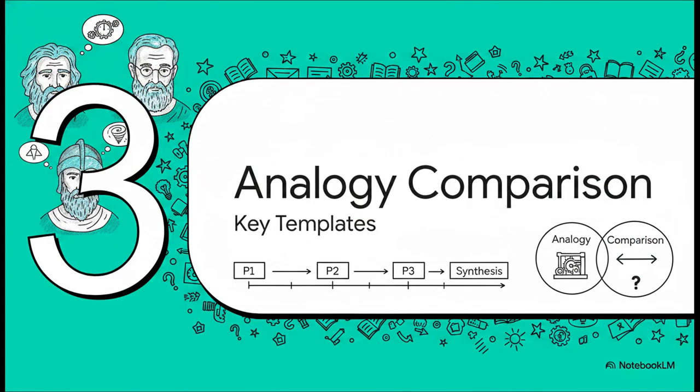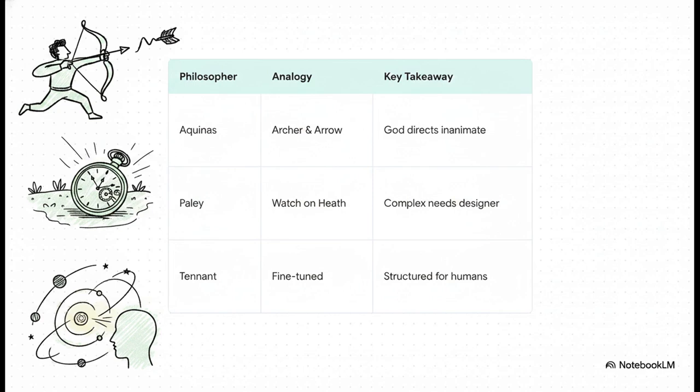Section 3. Analogy Comparison Template. Okay, this is a great mental screenshot for your exam. Let's structure these thinkers by contrasting how each one utilized a totally different analogy to prove a slightly different point. So, the crucial point is this. Aquinas uses the archer and arrow to prove that God actively directs the inanimate parts of the world. Paley uses the watch on a heath to prove that complex, purposeful mechanisms absolutely require an intelligent designer. And then Tennant moves past simple objects altogether, pointing to the fine-tuned universe itself as a massive environment meticulously structured specifically for intelligent human life. Boom! That right there is perfect essay structure.